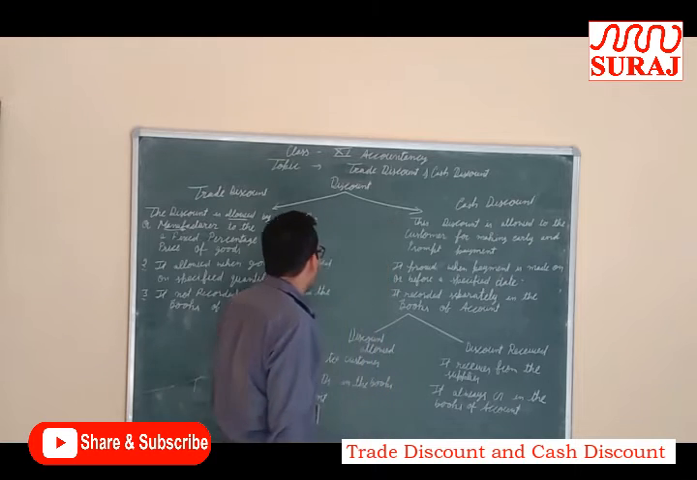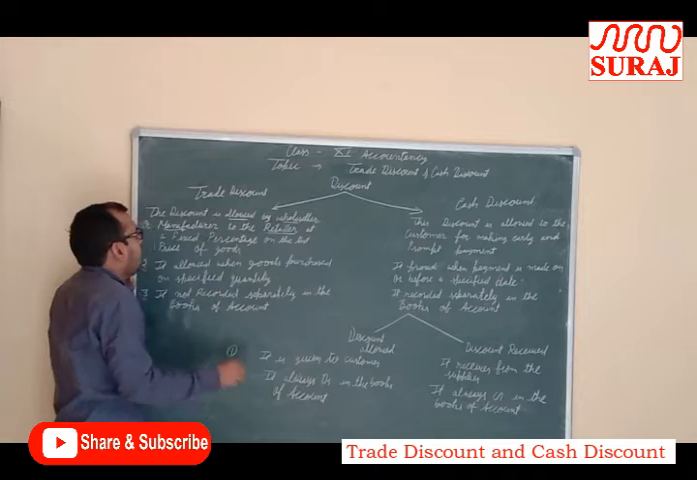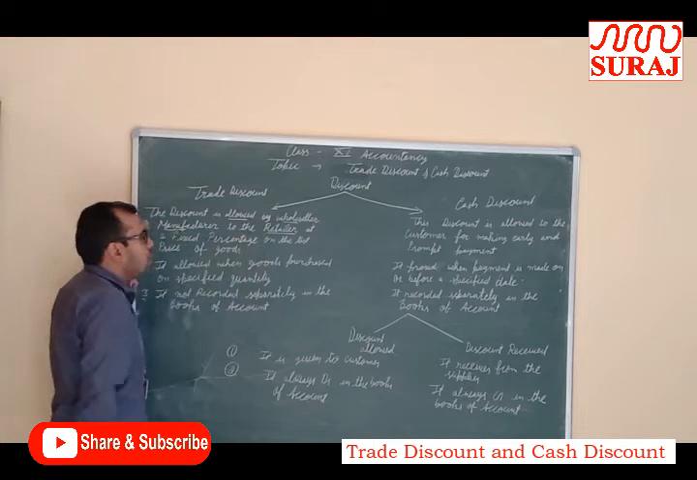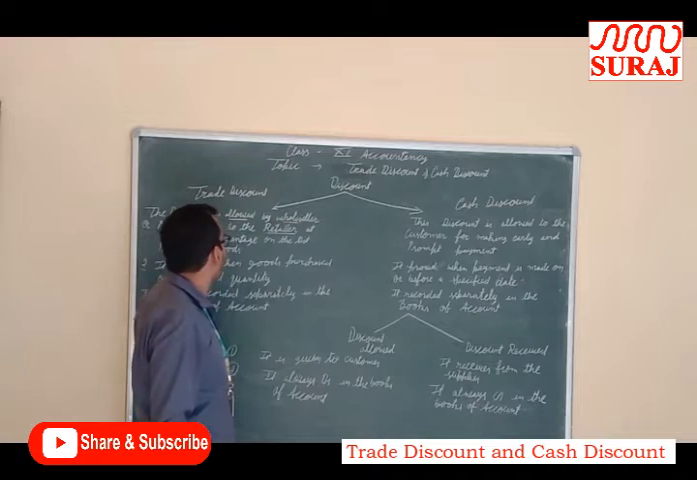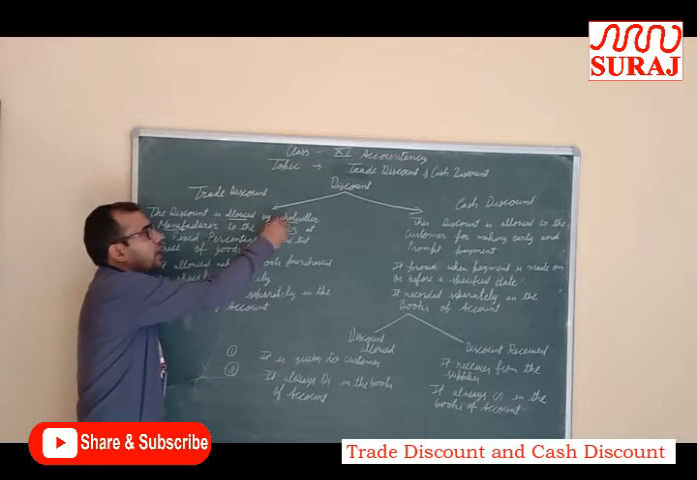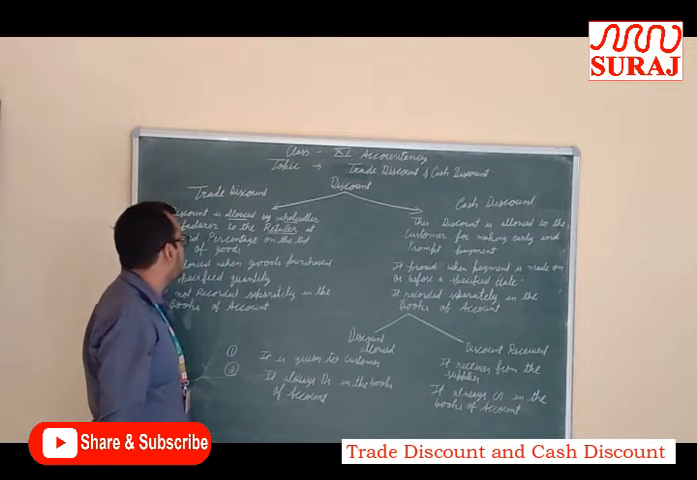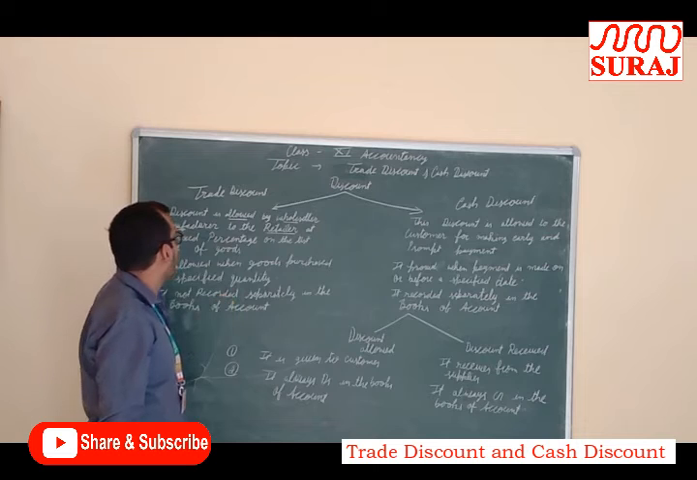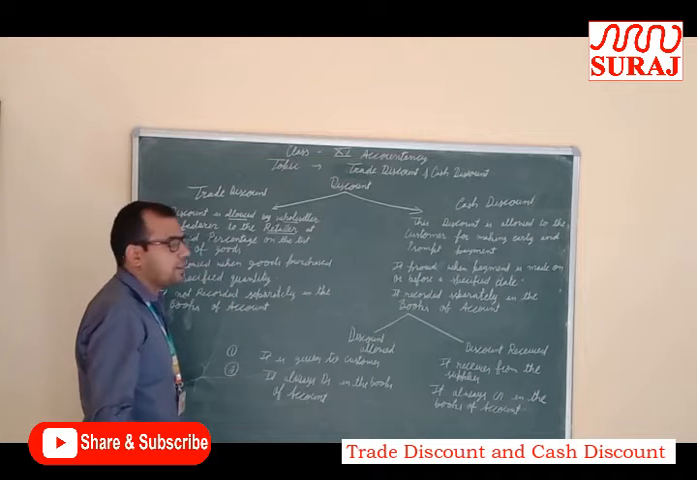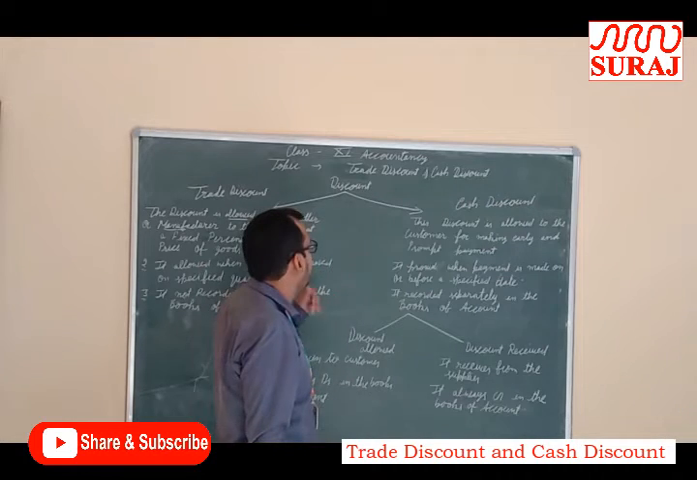Again I repeat, the trade discount is allowed by the wholesaler or manufacturer to the retailer at a fixed percent on the list price of the goods. If a wholesaler or manufacturer charges less from the retailer, less than the list price of goods, that is the trade discount.